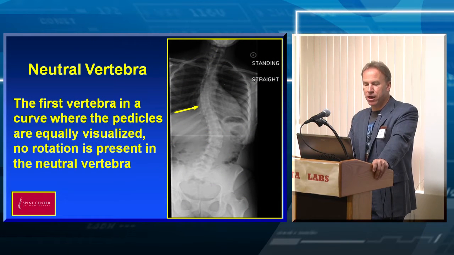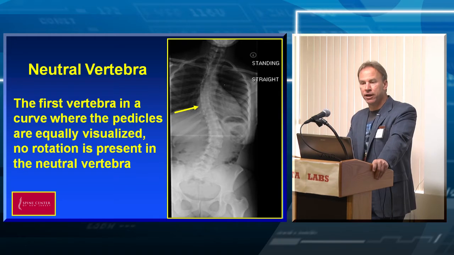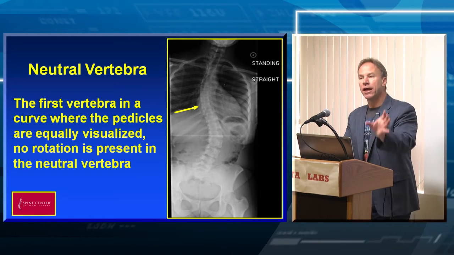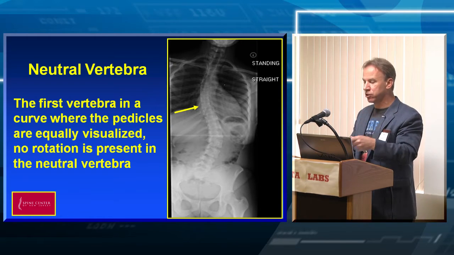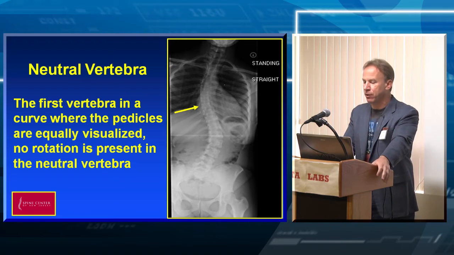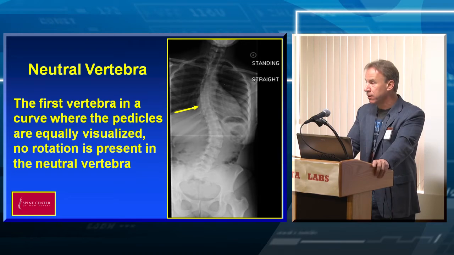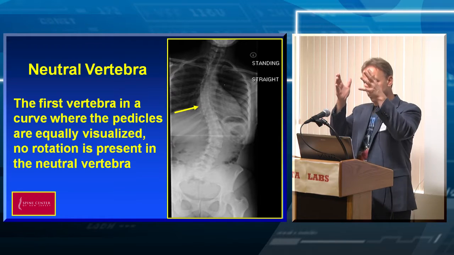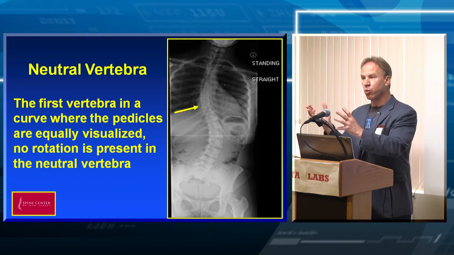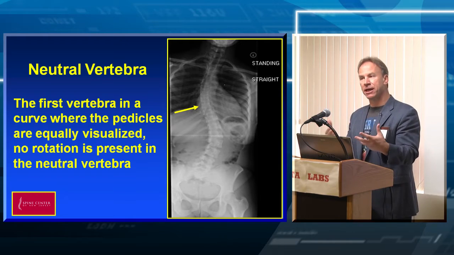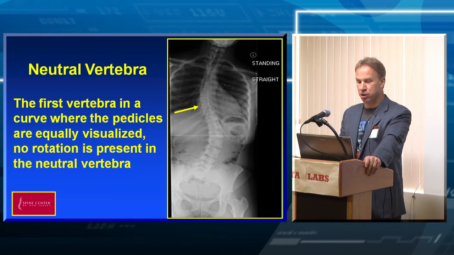Couple concepts. The neutral vertebra, what is it defined as? It's the first vertebra with a curve in the curve where the pedicles are equally visualized. You can see I put an arrow there. That's up around T9 in this case, where you have no rotation in the neutral vertebra. That's important because as we're trying to do stabilization, which vertebra is the neutral vertebra will oftentimes impact on where we're going to end a construct.